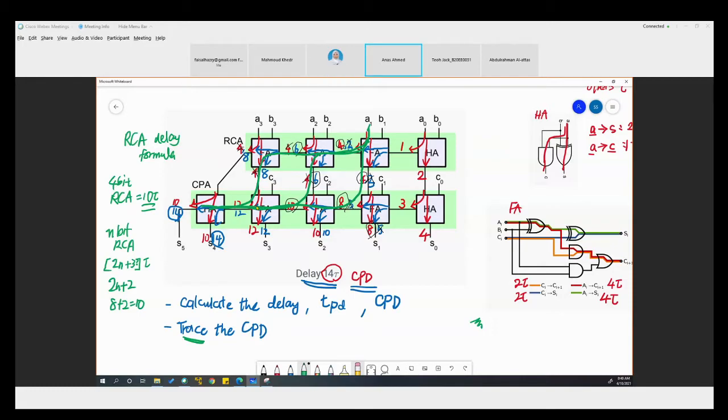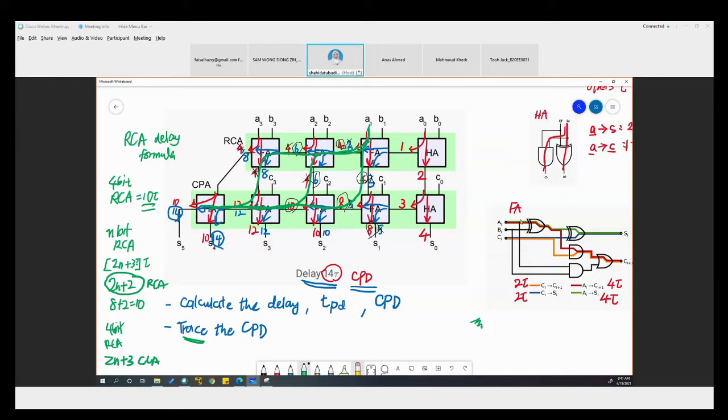Why is it plus 3? If it's plus 3, then a 4 bit RCA will not get 10. 2n plus 2 is for RCA. 2n plus 3 is for CLA. Hope it helps. Thank you, Sam Wong.